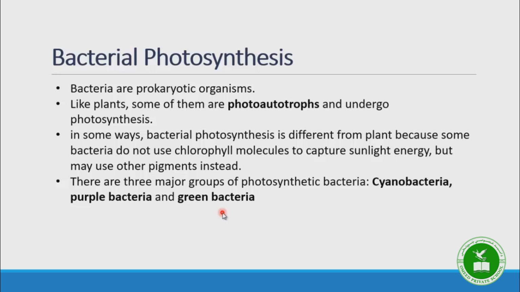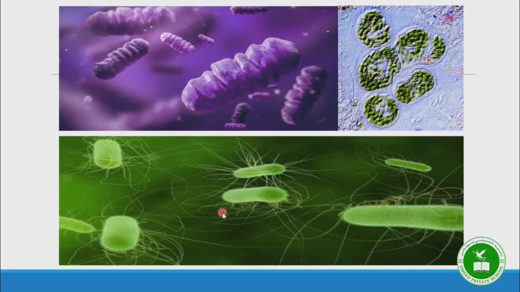In some ways, bacterial photosynthesis is different from plants, because plants use chlorophyll molecules to capture the sunlight energy, but in bacteria there are other pigments used instead of chlorophyll. There are three major groups of photosynthetic bacteria. First of them is cyanobacteria, then purple bacteria, and green bacteria. In the picture, we can see that this is a purple bacteria, this is a cyanobacteria, and this is green bacteria.